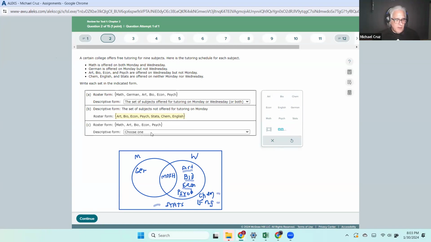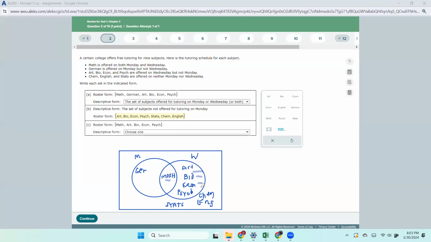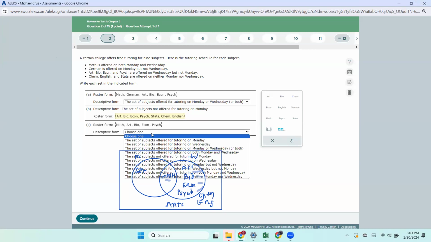So this one is going to be similar. I want to figure out what this is before I open that up. All right, so let's just look at these. It looks like every class is offered on Wednesday. Math, art, bio, econ, and psych. Yeah, it's everything offered on Wednesday. But not on Thursday.